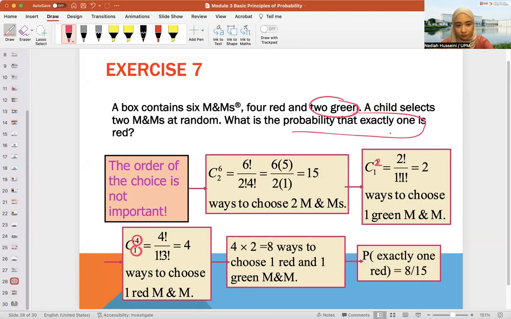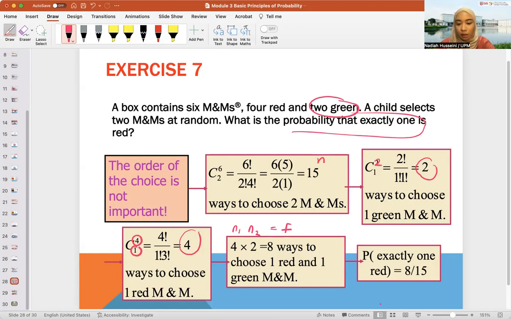So now, assuming that I pair the reds and greens together, the number of possible ways to get 1 red and 1 green is 4 times 2. So here they use the product rule. There are 4 possible ways to choose red M&Ms. There are 2 possible ways to select 1 green M&M. So the probability, this is our frequency to select 1 red, 1 green. This is our frequency and this is our N.